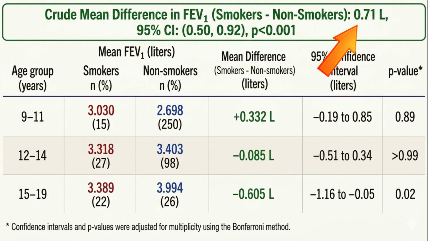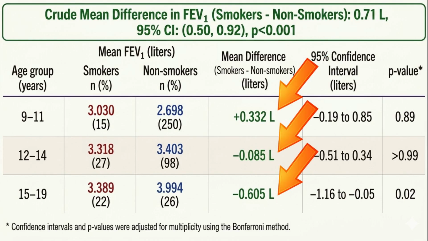This estimate is inconsistent with the age-specific effects, a discrepancy that arises because smokers and non-smokers are not similarly distributed across age groups. Because interaction between smoking and age is present, the appropriate approach is to report age-specific effects rather than a single overall estimate.